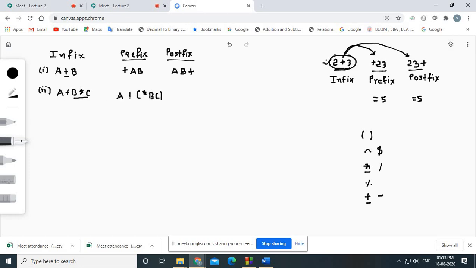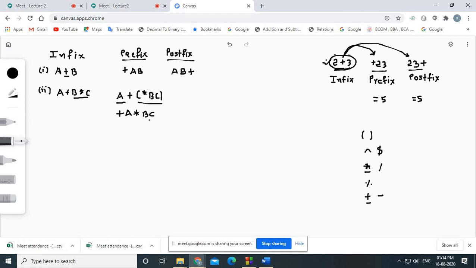So this will be a plus, and then star bc. Now consider this is your first operand, this is your second operand, and this is the operator. In the prefix we need to write the operator first and then all the operands. So which operator is there between these two operands? Plus. So I am writing plus, then I need to write both the operands. My first operand is a and my second operand is star bc. So here I am writing star bc. Are you getting this? Fine.